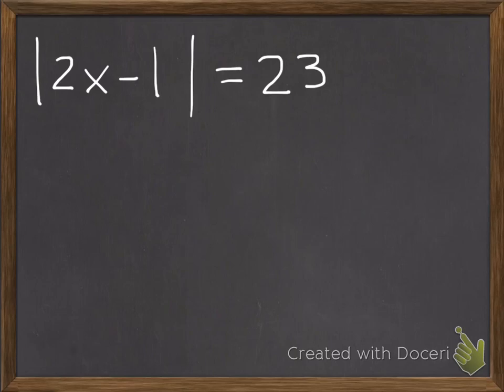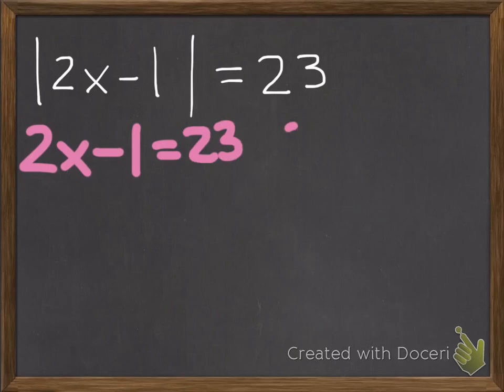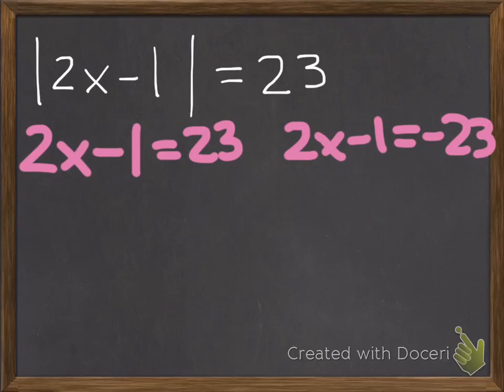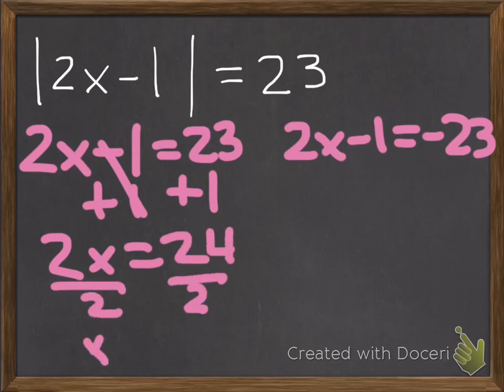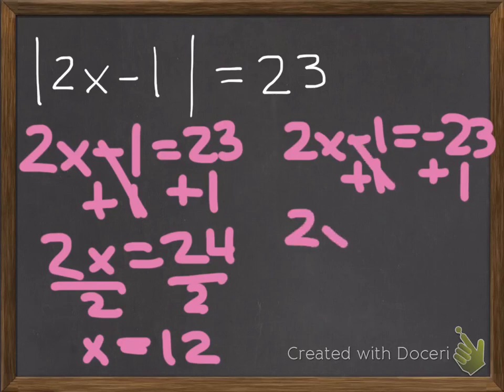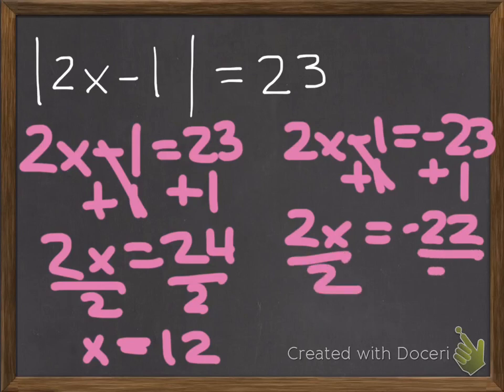Same idea here. We're going to split this up into 2x minus 1 equals 23, and 2x minus 1 equals negative 23. I'm going to solve for x, so I need to add 1 to both sides. 2x equals 24, and then divide by 2. So x would be 12. Exact same process on the other side here, so plus 1. 2x equals negative 22, and then divide by 2. So x would be negative 11.